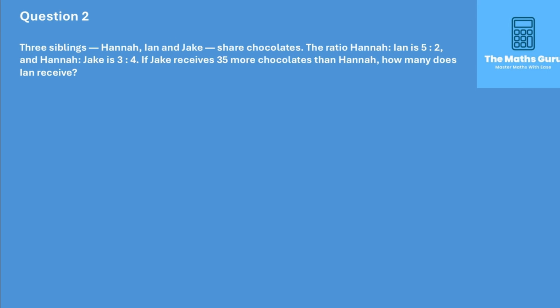Moving on. Three siblings, Hannah, Ian, and Jake, share chocolates. The ratio Hannah to Ian is 5 to 2. And Hannah to Jake is 3 to 4. If Jake receives 35 more chocolates than Hannah, how many does Ian receive?